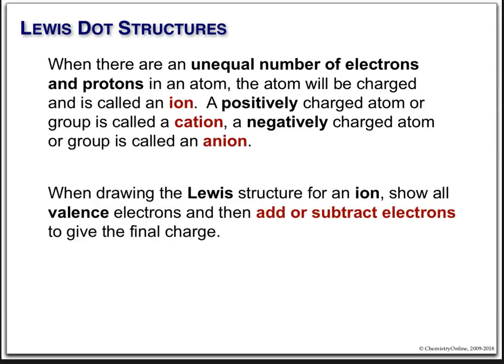All right. There are many things you can do with Lewis structures, and we will. One thing you can do is to show the structure of a charged atom. This is called an ion, I-O-N. And we have 2 types. If it's positive, it's called a cation. If it's negative, it's called an anion. So, how do you show this in a Lewis structure? You start off with the basic structure of the atom, and then you add or subtract electrons.